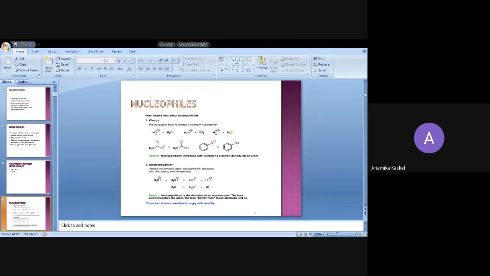Can you explain? HO minus and H2O, which one is much more nucleophilic? Anybody from the class? Yes, very good. Anurag said that this is HO minus, but why HO minus? Why not H2O?